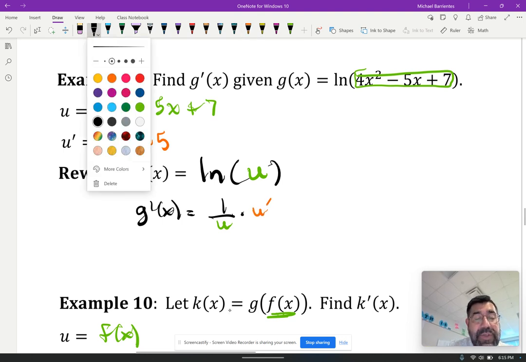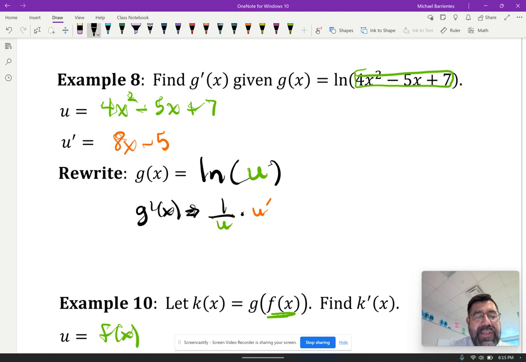And maybe I shouldn't put an equal sign. I realize that we're describing a function in terms of x, but we have things in terms of u. It's a little iffy, but that's okay. All right, so this is what I need to find. I need to find 1 over the inside function times the derivative of the inside function.